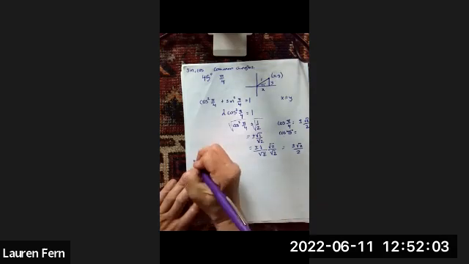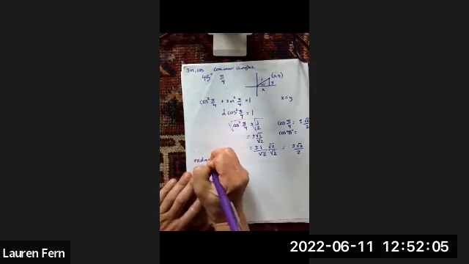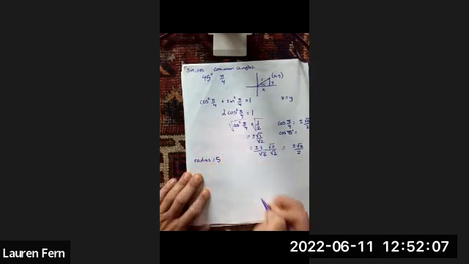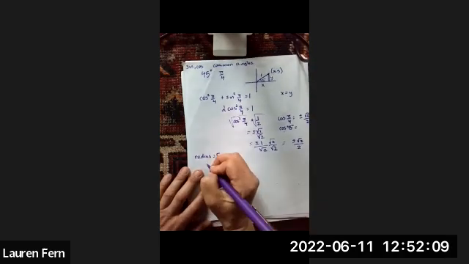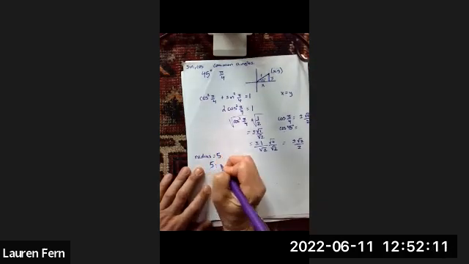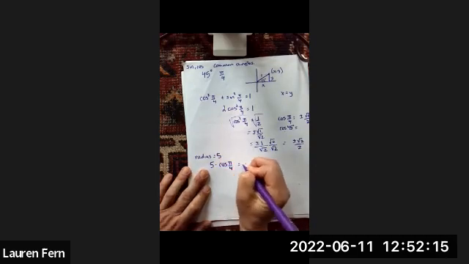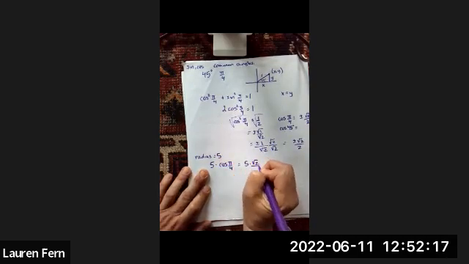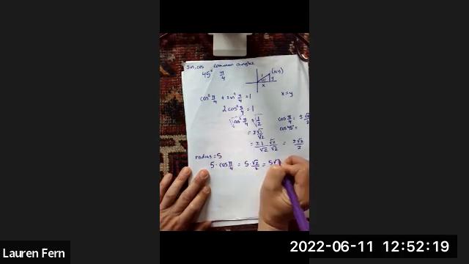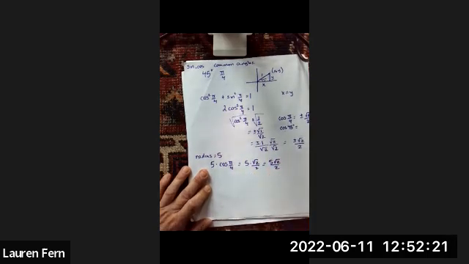Now what if I told you now that my radius is equal to 5? Well, 5 times the cosine of pi over 4 is 5 times root 2 over 2. So we would say that's 5 root 2 over 2.